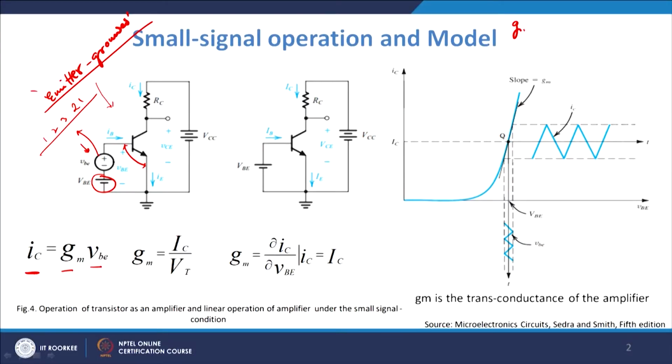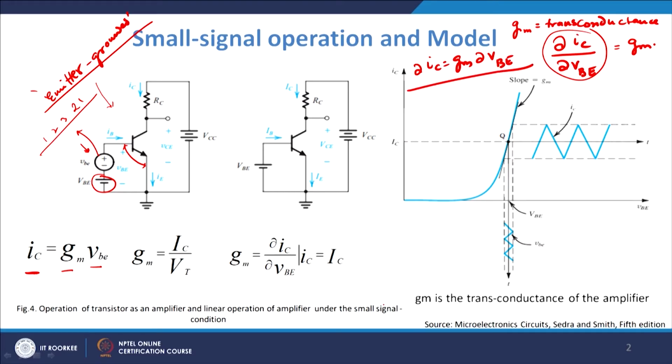How? By mathematically multiplying with a value which is GM. GM is referred to as transconductance, right, and it is defined as del IC by del VBE, right. So, it is defined as the rate of change of collector current with the rate of change of base voltage. So, once you get this to be GM, I simply get del IC to be equal to GM times del VBE.